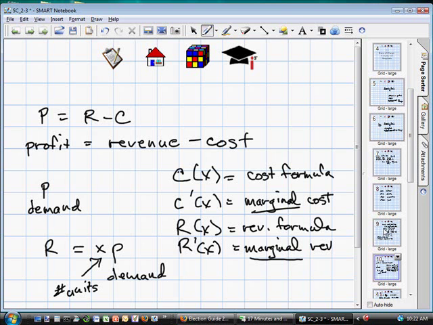So anyway, R equals XP, where small p stands for demand. This comes up in problems today too. But here's the relationship between the words and the calculus. The word marginal is brought in whenever you're talking about rate of change, derivatives.